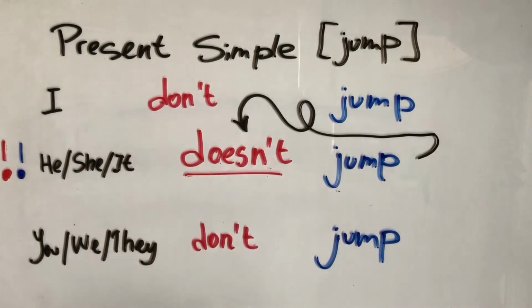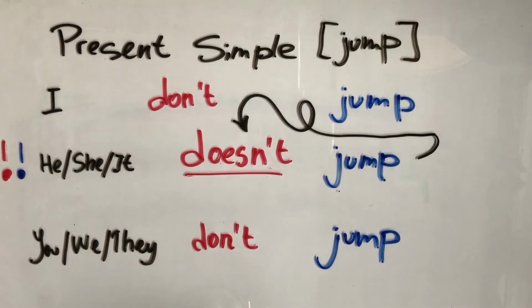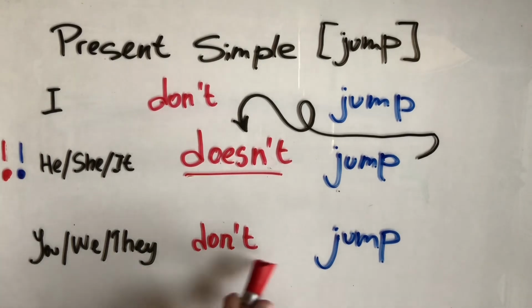I don't jump. He doesn't jump. She doesn't jump. It doesn't jump. You, we, they don't jump.